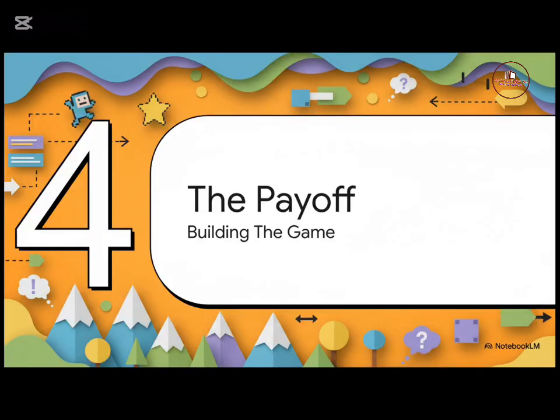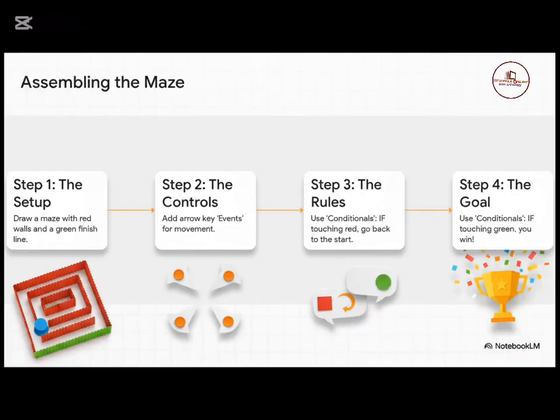So we have our 3 building blocks, right? Making things move, giving the user control, and teaching the code to think. Now comes the moment it all comes together. It is time to actually build the game. Just look at how cleanly these steps map onto everything we've talked about.